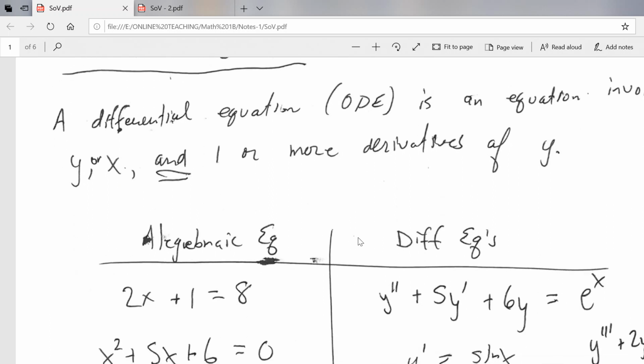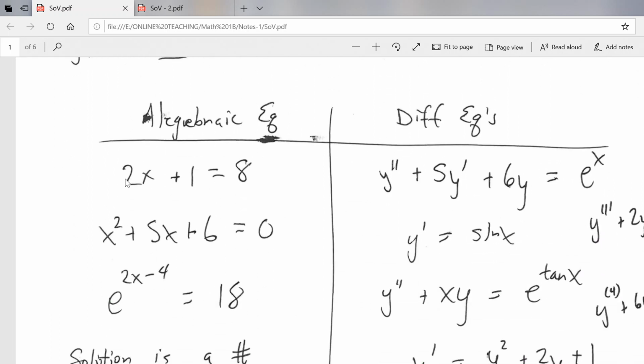And so algebraic equations look like this: 2x plus 1 equals 8. Notice there's not any y's in here, there's no derivatives, nothing like that. x squared plus 5x plus 6 is 0. Again, no y's in there, no derivatives, nothing like that. e to the 2x minus 4 equals 18. No y's in there, no derivatives in there, nothing like that.